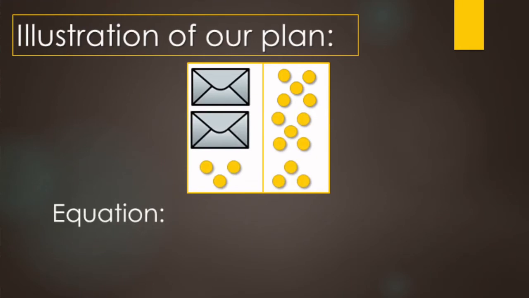Now we can model this illustration with an equation. So we have 2 envelopes. Now we're going to use x, our variable, for the number in each envelope because with variables, we don't know yet what their value is. And we're adding to these 2 envelopes 3 more dots for the left side of the box. Now that's going to equal the right side of the box, which has 13 dots. So this picture here and this equation here are basically telling the same story.